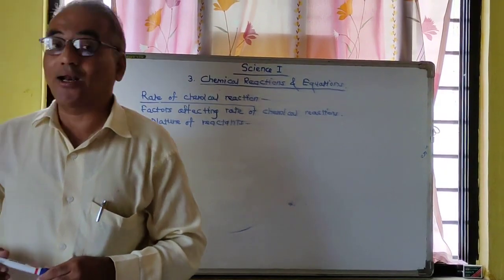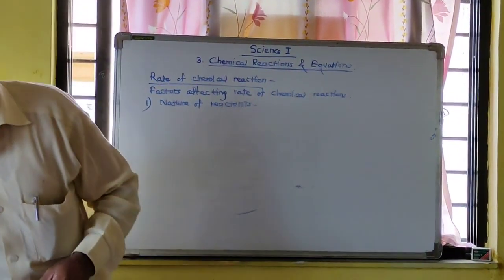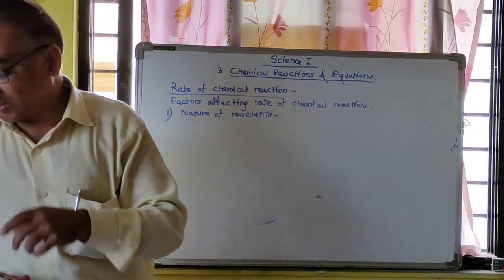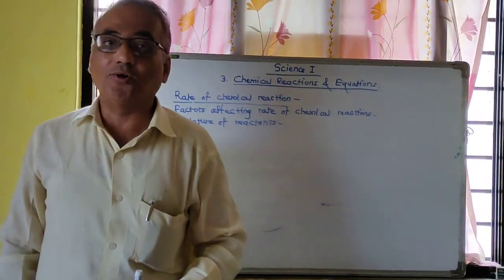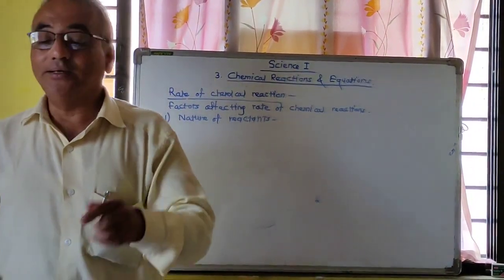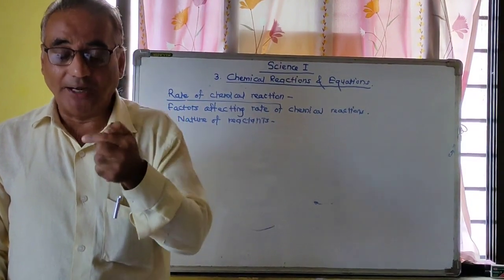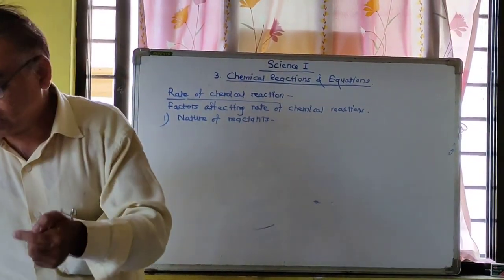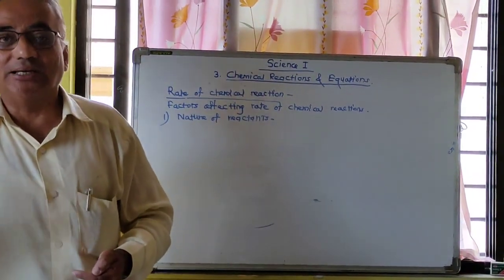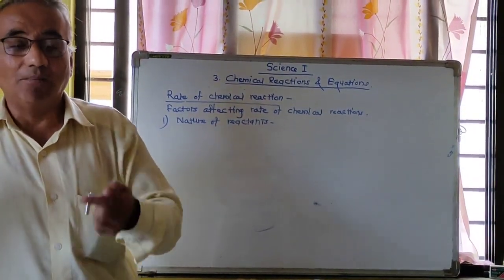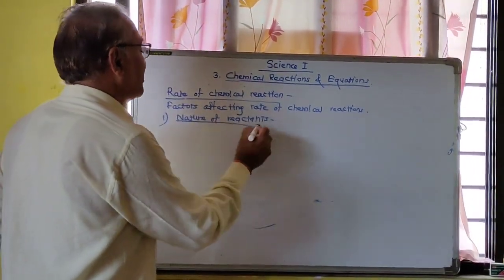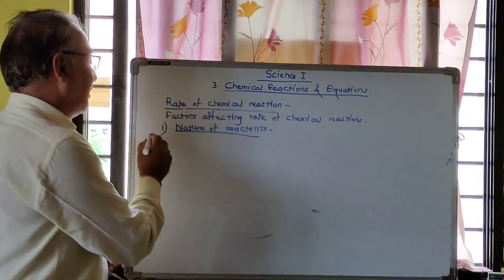Now when we consider a chemical example, when aluminum or zinc reacts with dilute hydrochloric acid, at that time hydrogen gas is liberated. Now here we find that aluminum is more reactive than zinc, therefore the reaction of aluminum and HCl is faster than that of zinc, because it is more reactive in nature. That is, the nature of reactant decides the rate of chemical reaction.